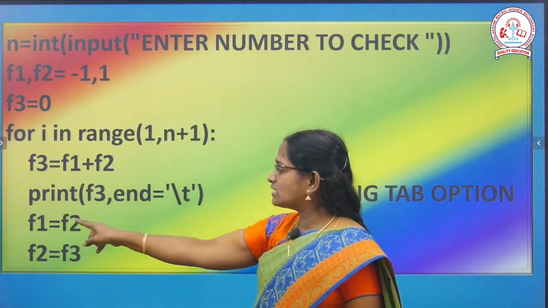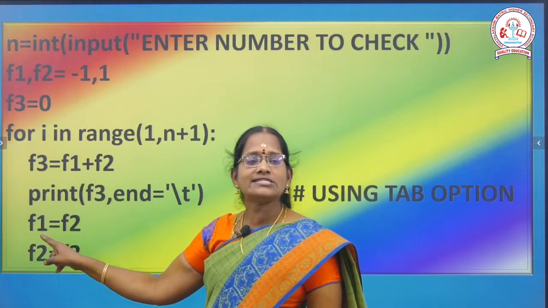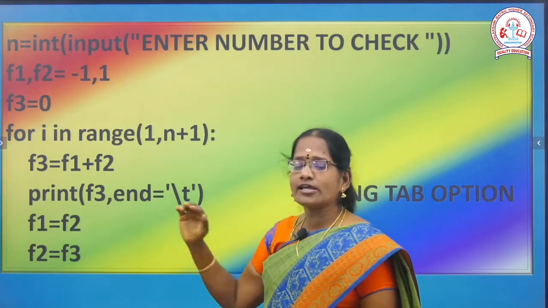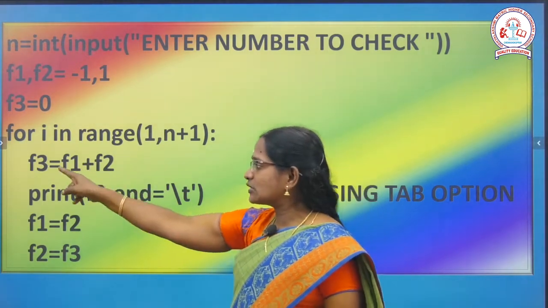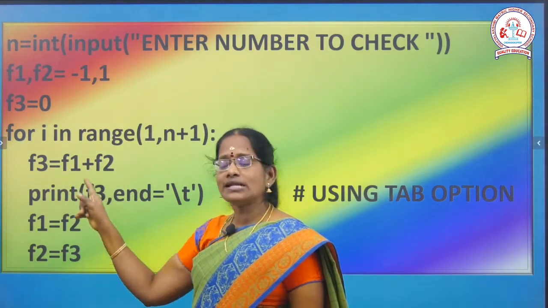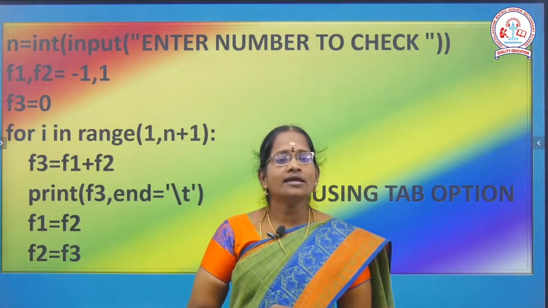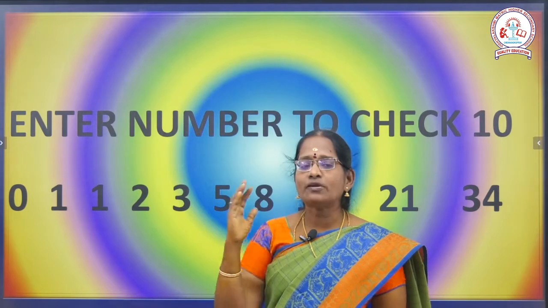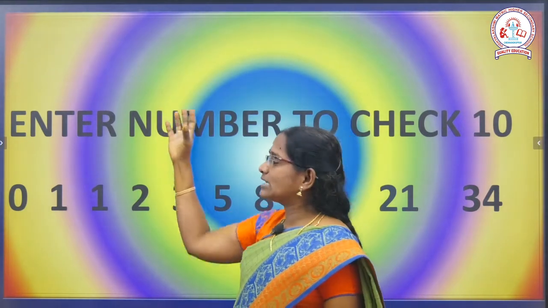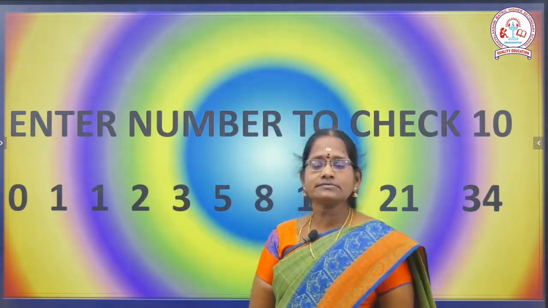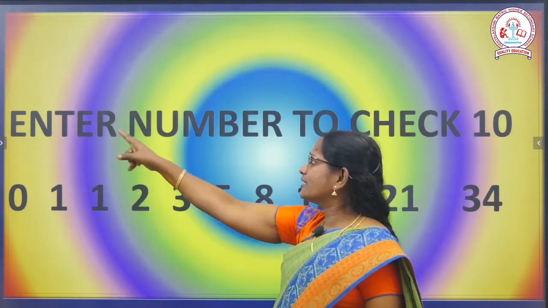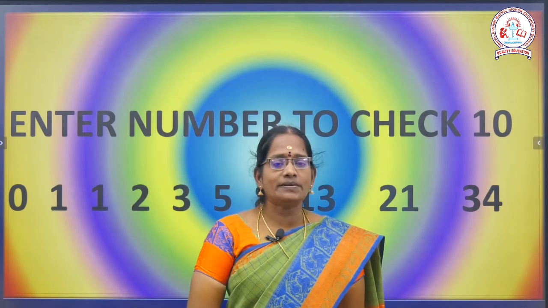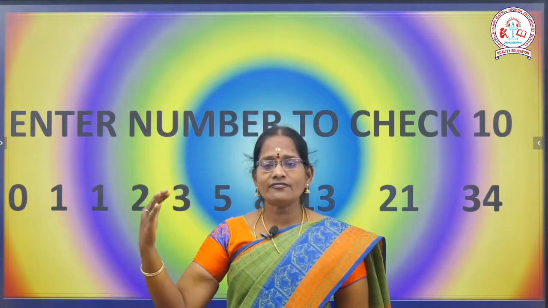So f1 is equal to f2, which means f1 value is changed to 1. f2 value is changed to f3. At present 0 is stored in f3, and automatically that will be printed. So this program executes a certain number of times. Now you press the F5 key, and automatically this screen is executed. First it will ask, enter the number to check. You enter the n terms, how many times the loop will be executed. So you enter the value of n.